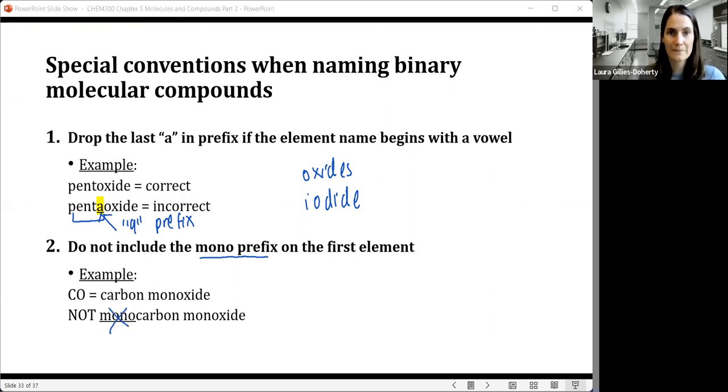from the first element. So again, to reiterate, check your vowels. If you have an A in a prefix next to an I or an O, then you drop the A from the prefix. And if you have just one atom of the first element in your formula, then you don't include mono with that prefix. Mono only comes if it's with the second element.